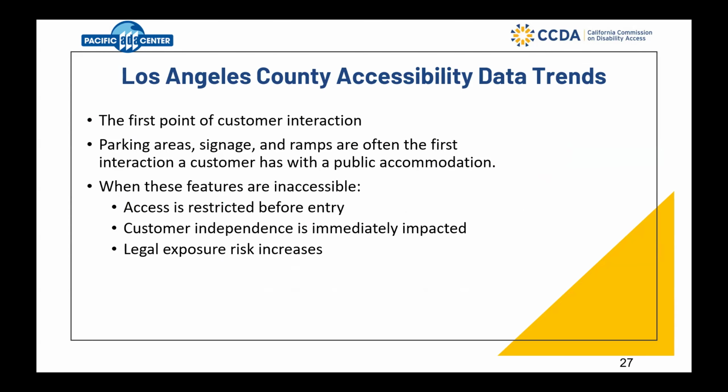And so, what all this means is that this represents the first point of customer interaction, where parking areas, signage, and ramps are often the first interaction a customer has with a public accommodation. And when these features are inaccessible, it means that access is restricted before entry, before you even go to get your cup of coffee. Customer independence is immediately impacted, and your business is legally exposed to risks.